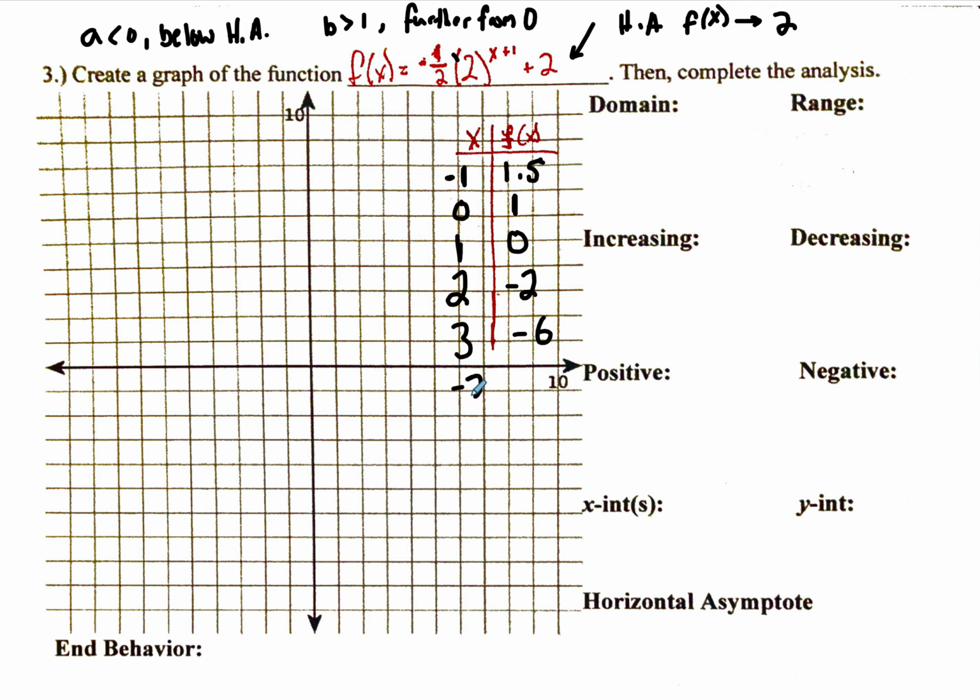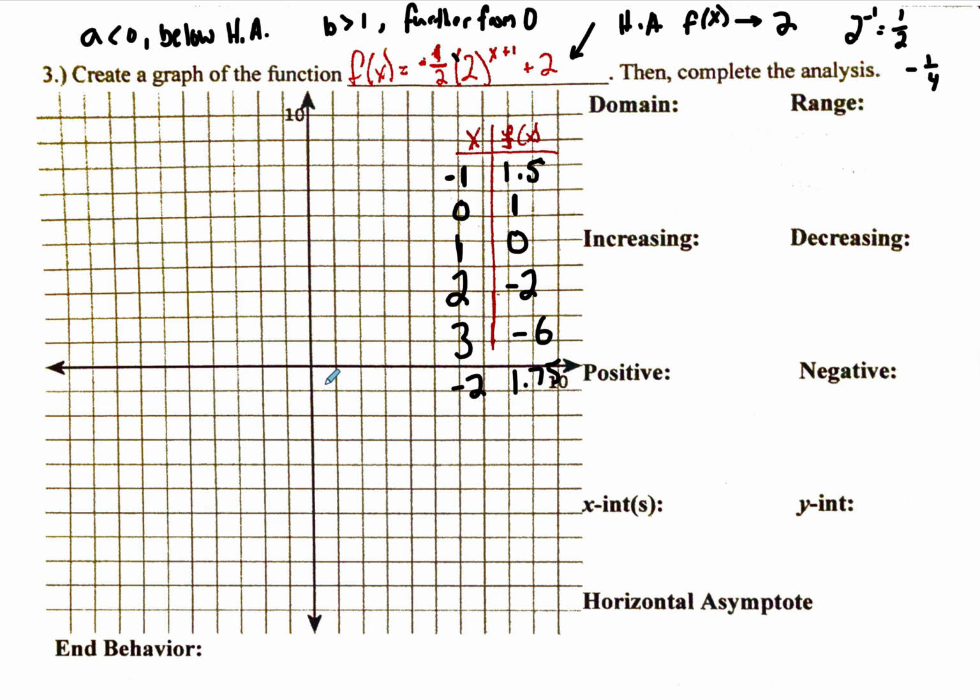So I'll jump to negative 2 because I'll start going the other way. Negative 2 plus 1 is negative 1. Remember that 2 to the negative 1 is equal to 1 over 2, because it's 1 over 2 to the positive 1. Negative 1/2 times 1/2 is negative 1/4, plus 2 is equal to 1.75, or 1 3/4.